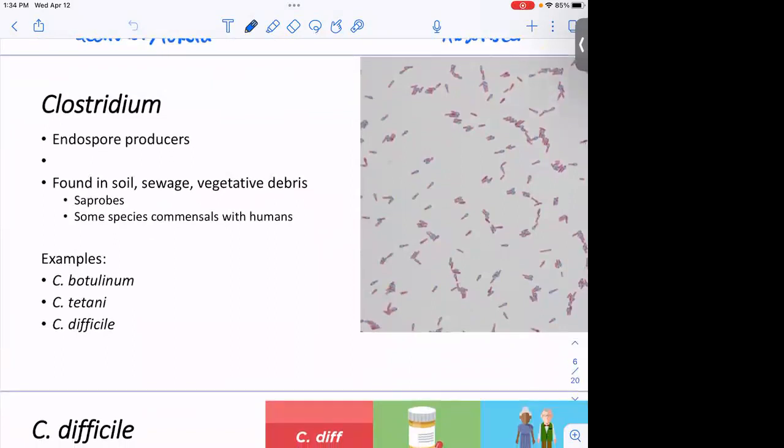All right, so I want to move on and talk about another genus of gram-positive bacilli, and that's Clostridium. They're kind of similar to Bacillus. Remember, Bacillus is also a gram-positive rod-shaped organism. It's the other genus that's pretty famous for being an endospore producer.